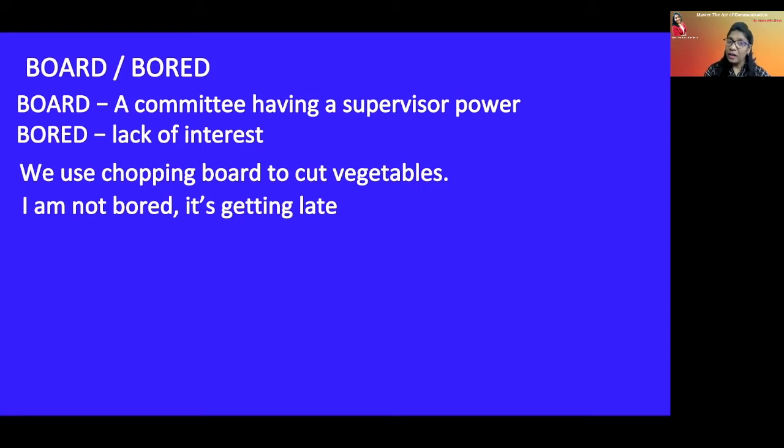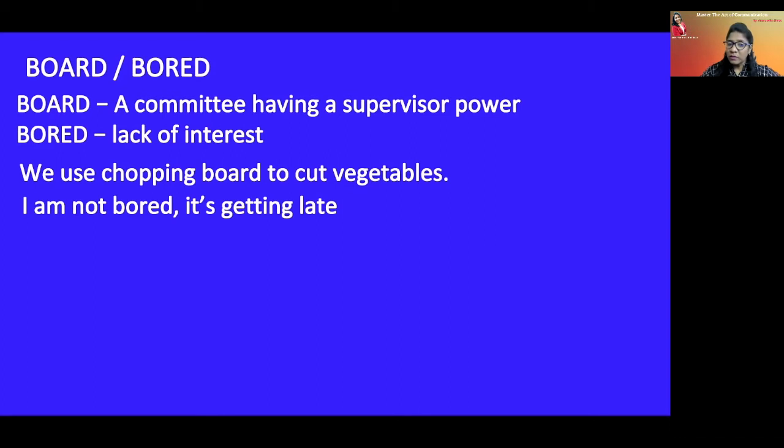Board can also be used for getting onto something, like, I boarded the bus. Even that, I took the bus that way. So it has more than one meaning here. I think it has three meanings. A committee having supreme power; a chopping board, which is a wooden piece; and another meaning is getting into something.